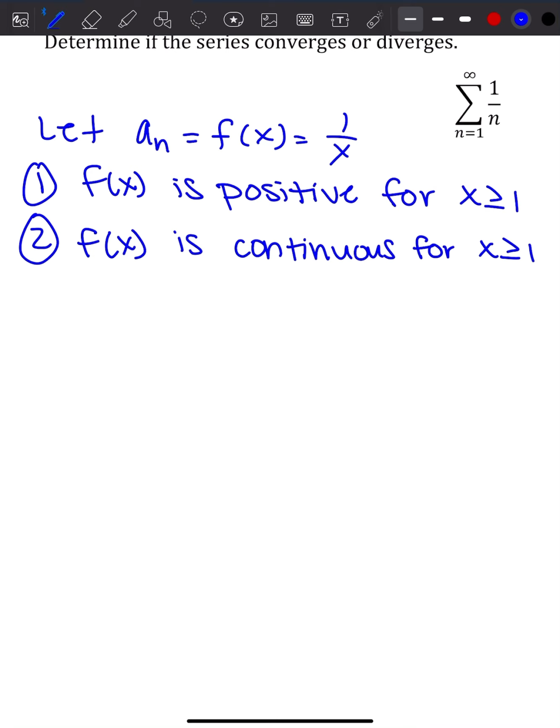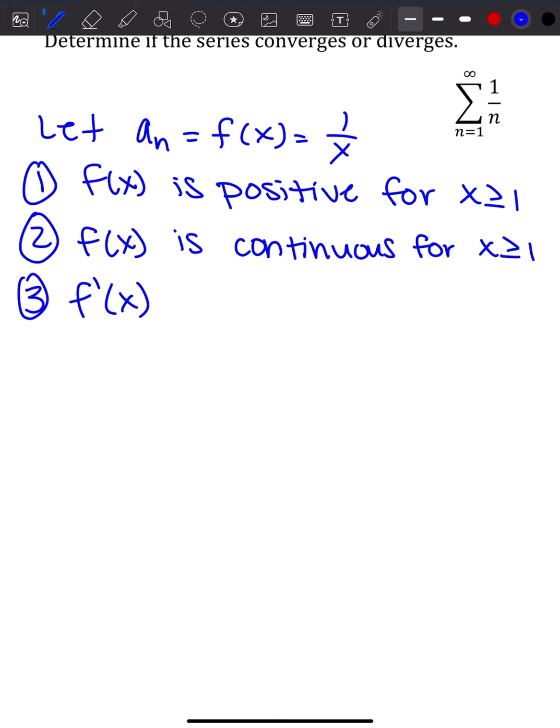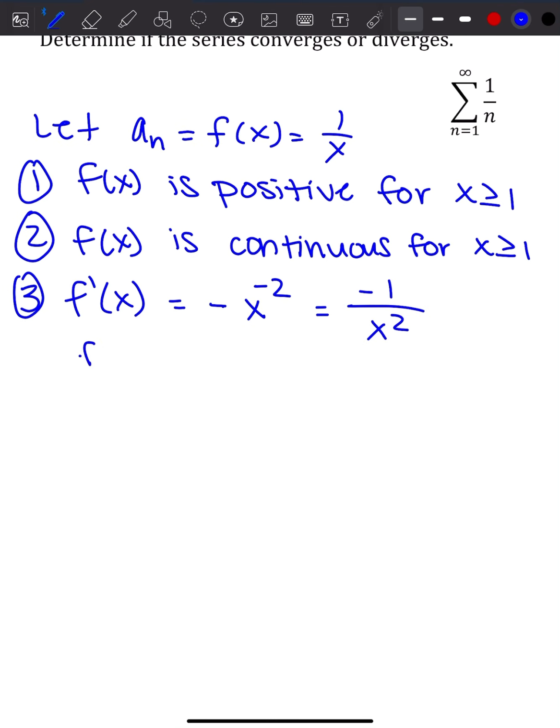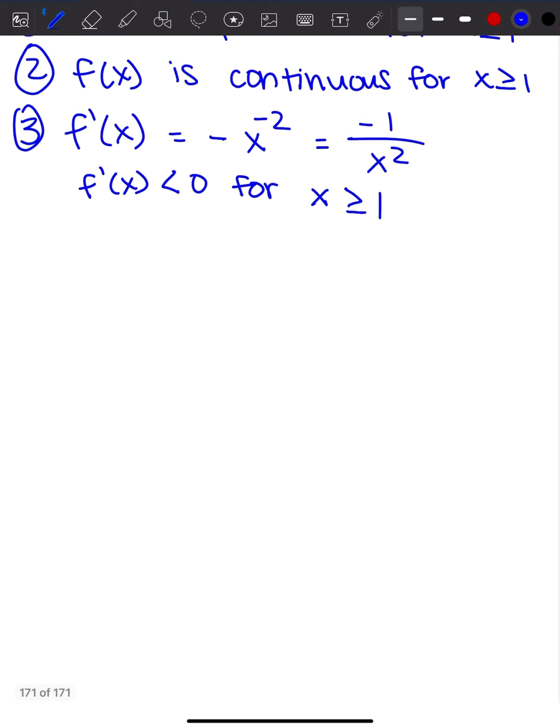Now we are taking the derivative to talk about decreasing. If I change this to x to the negative first power, our derivative is going to be negative 1 x to the negative second power, or negative 1 over x squared. x squared is always going to be positive, but because we have a negative 1 on the top, we know f prime of x is less than 0 for all x greater than or equal to 1. So it meets all of our criteria, so we can use the integral test.